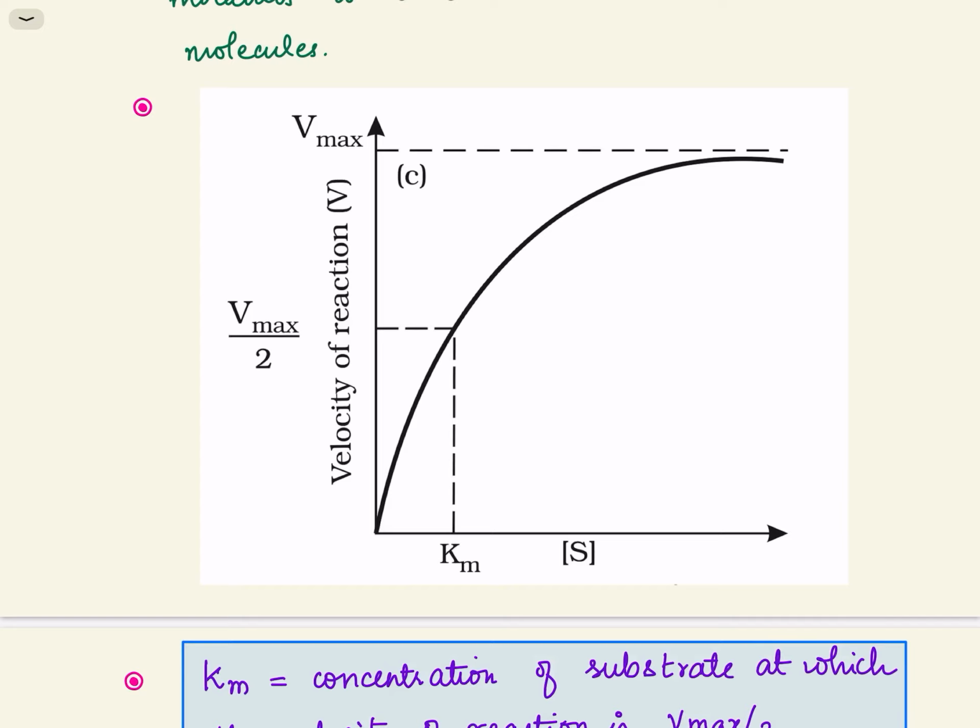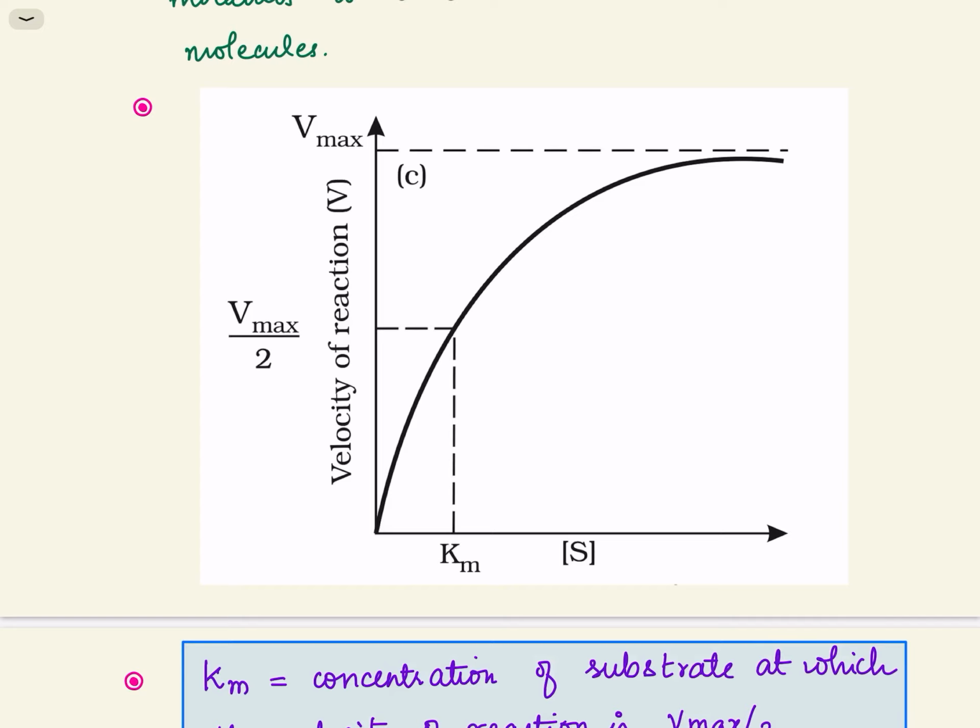So this is how the graph looks. On the x-axis you have the substrate concentration or S, and on the y-axis you have the velocity of the reaction or V. So on increasing the concentration of the substrate, the velocity of the reaction increases. Till which point does it increase? Till it attains maximum velocity. After that it will remain the same, it won't change, right?